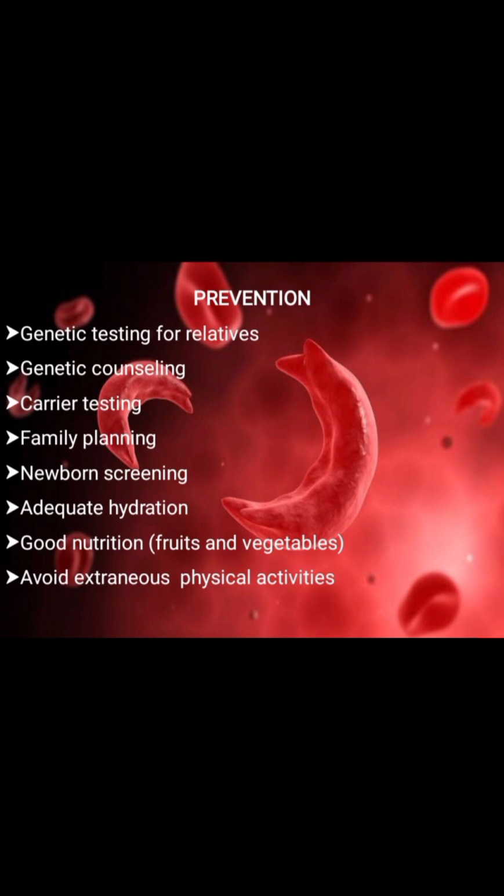We have adequate hydration. As I explained earlier, dehydration is a precipitant of the crisis. So you have to make sure that you are always hydrated and encourage good nutrition. Eat well. Fruits and vegetables are very, very important in all sickle cell disease patients. Then you have to avoid strenuous exercise or physical activities, as they can lead to breakdown of red blood cells.